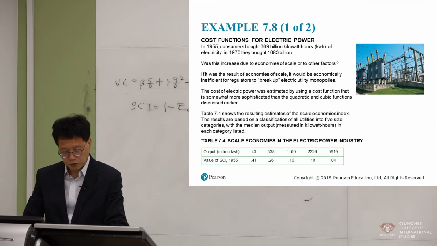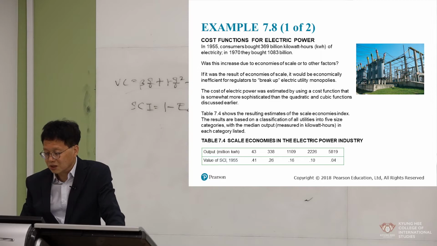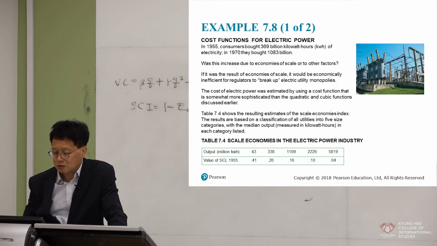And a cost function for electric power. In 1955, the consumers bought this many billion kilowatt hours of electricity. In 1970, they bought this much, right? Was this increase due to economies of scale or other factors? If it was a result of economies of scale, it would be economically inefficient for regulators to break up electric utility monopolies, right? So anyway, production in 1970 increased greatly compared to 1955.